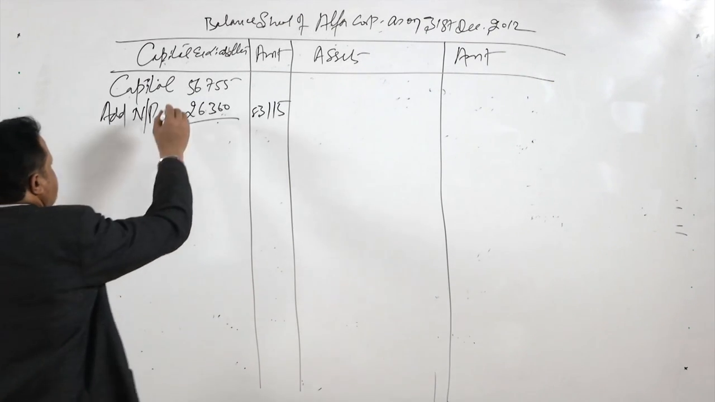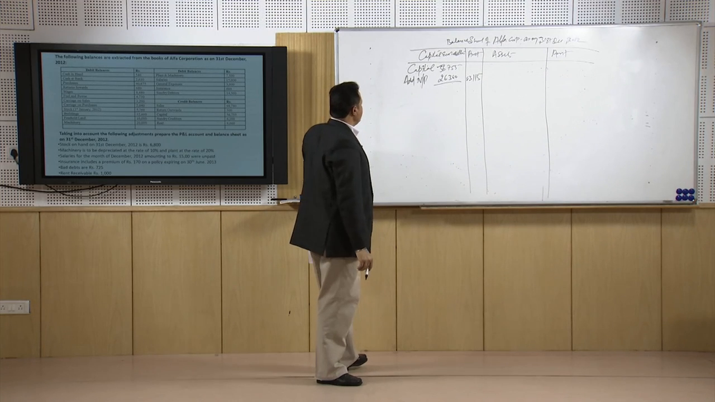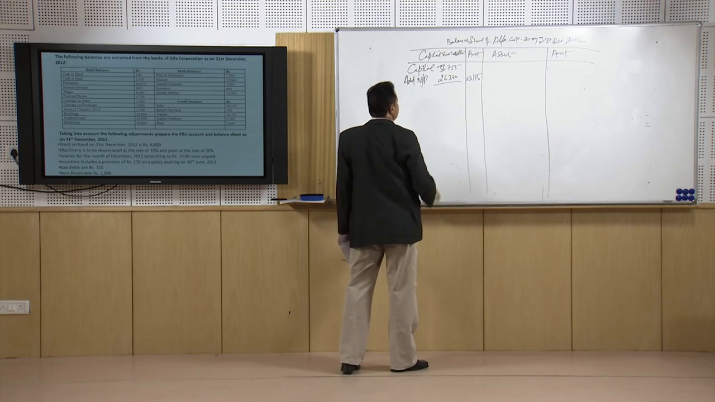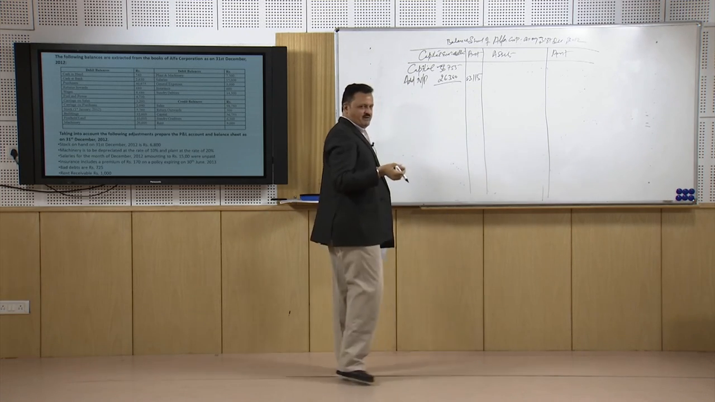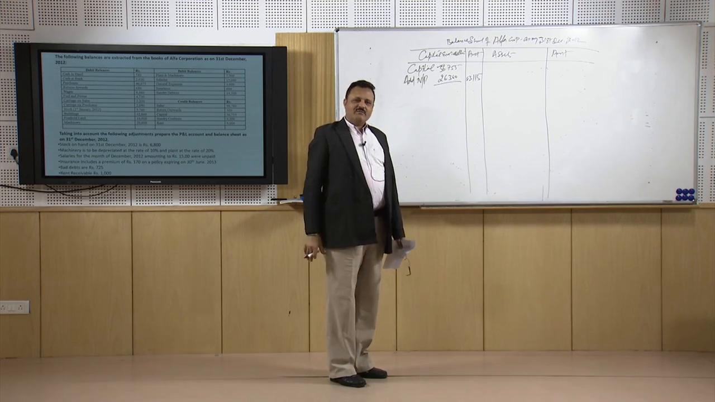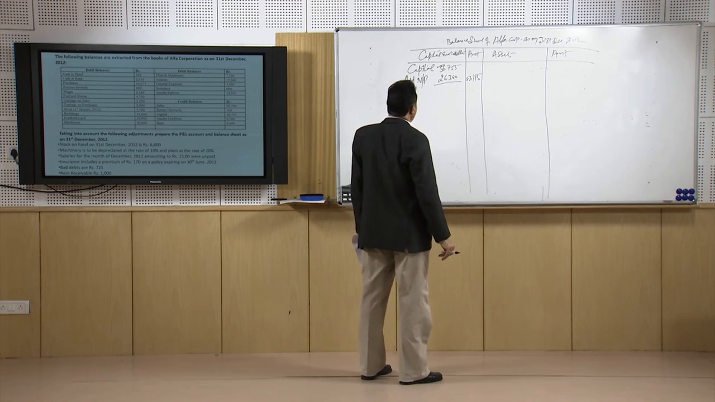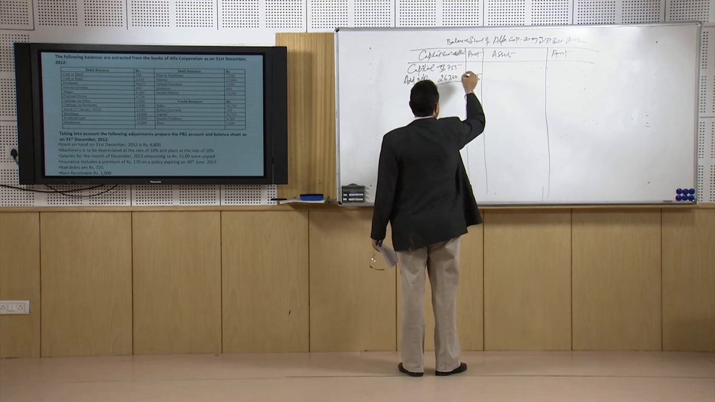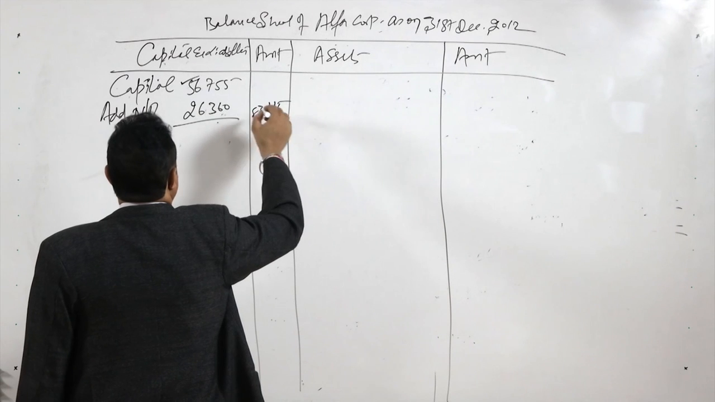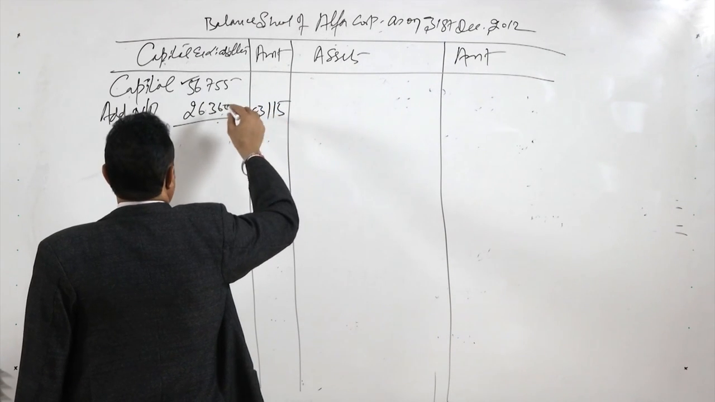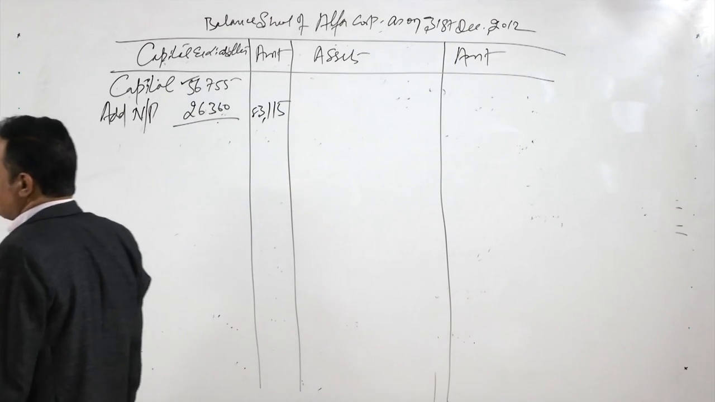So, it means initially we started this year with the capital of 56,755 and then we earned a profit of 26,360. We added that profit into the capital and our capital balance has gone up to 83,115. So 83,115 is the balance of the capital.